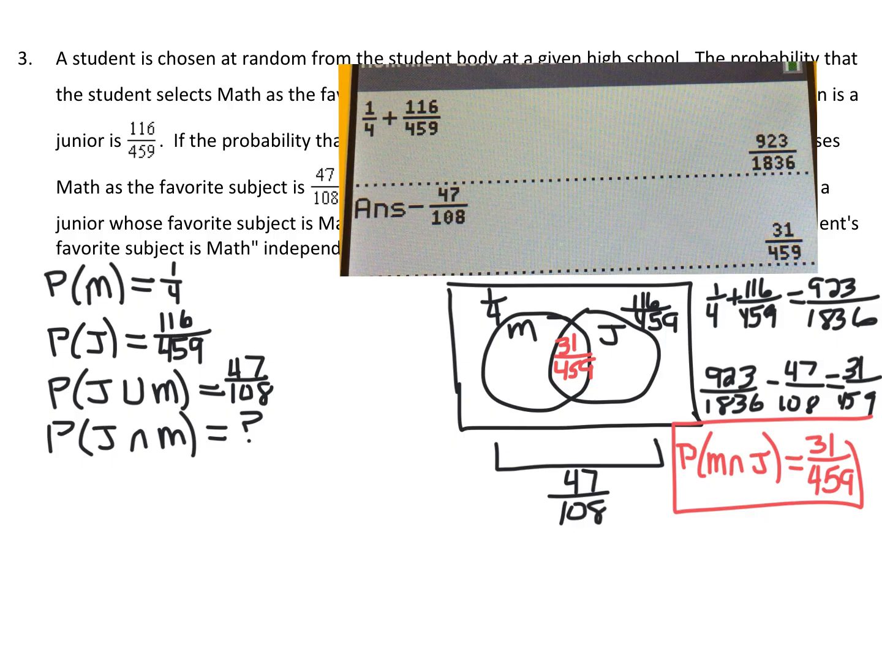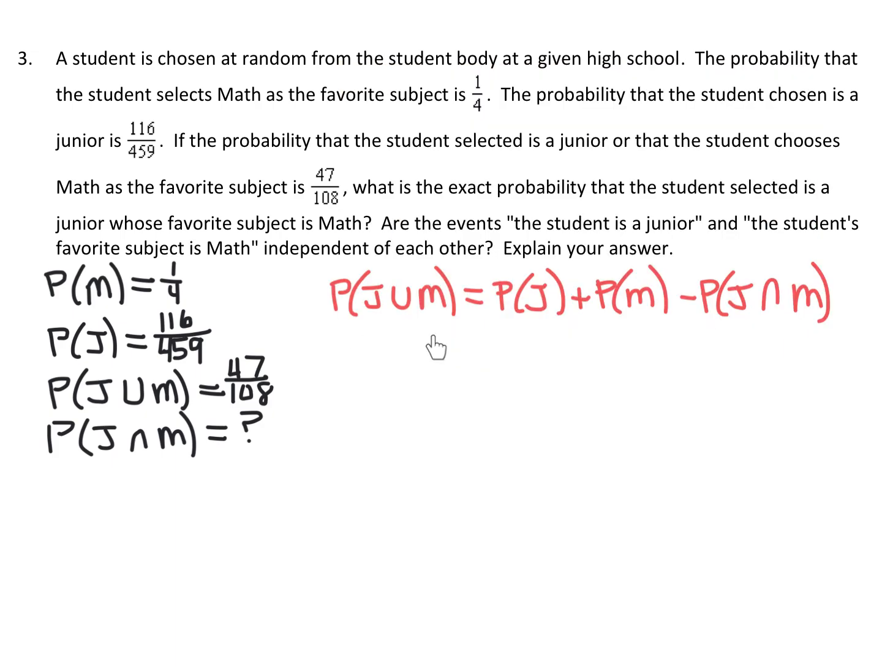Now, if that was tricky for you, you could also just use the formula. So let me go over that too. Okay, so we're just using our addition formula, which we use when we have or. And really, you're just going to take all these numbers from over here and plug them in. So they give us this. They give us this. They give us this. And we want to find the and. So I'm just going to call that x.